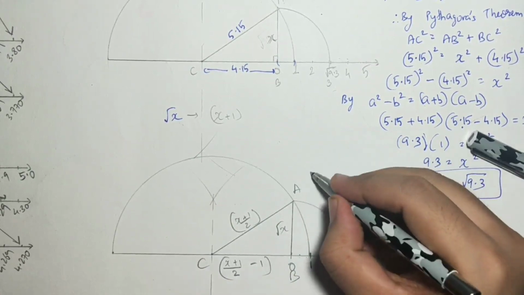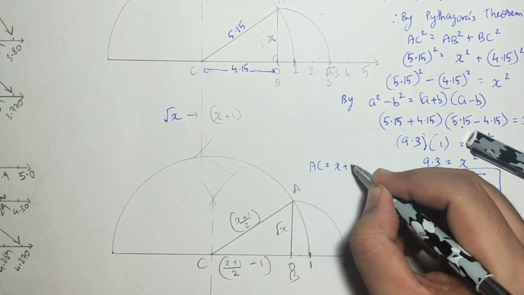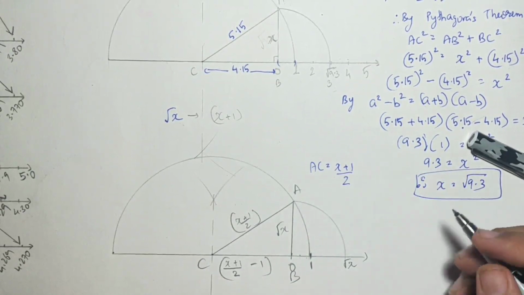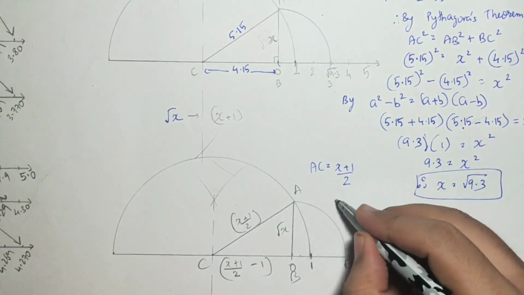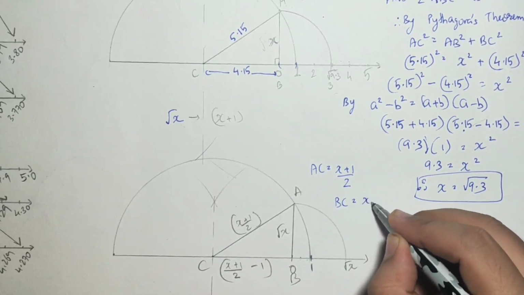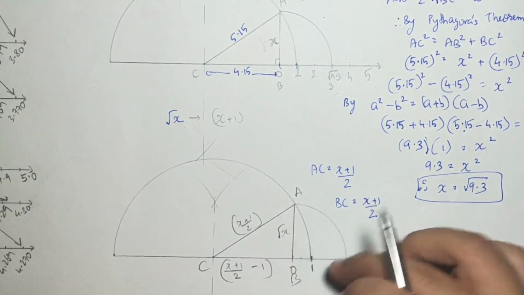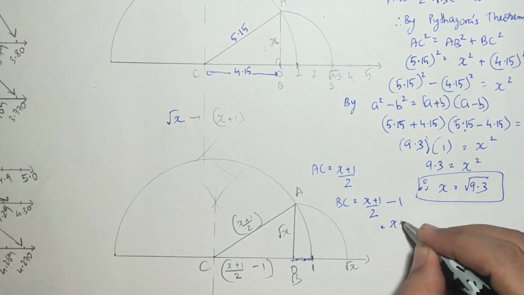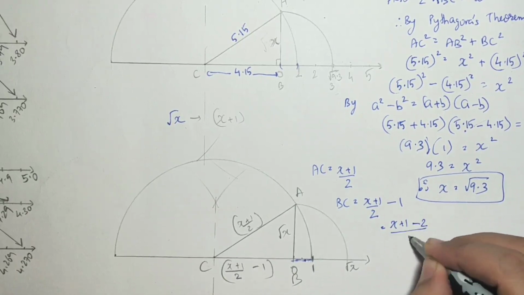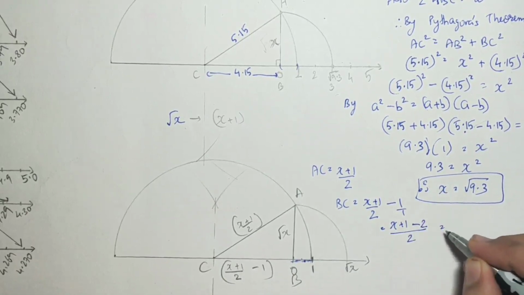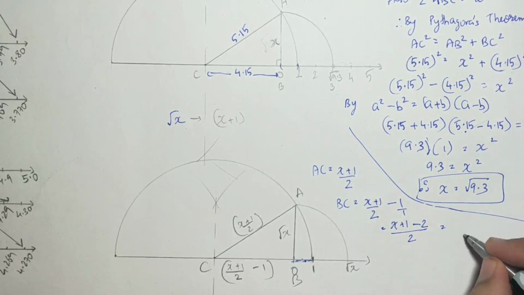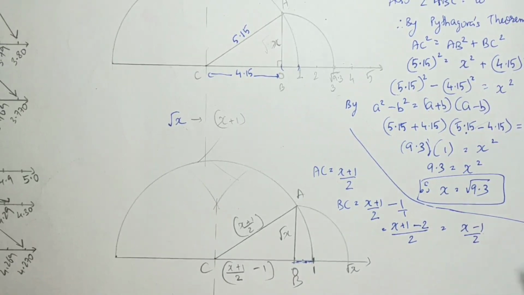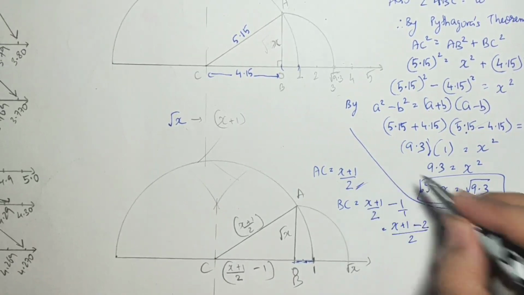So in this case, what is AC? (x plus 1) divided by 2. This is the radius of the circle. What is BC? This was the radius, (x plus 1) divided by 2. From the radius, 1 centimeter has to be subtracted. Taking LCM, it will be (x plus 1 minus 2) upon 2. This will be (x minus 1) by 2. This is my BC, this is my AC.